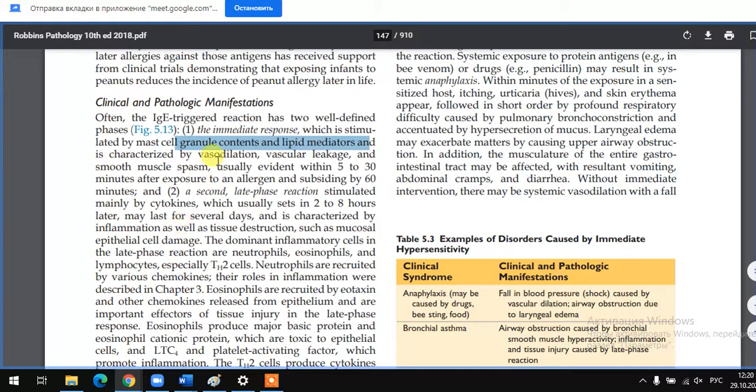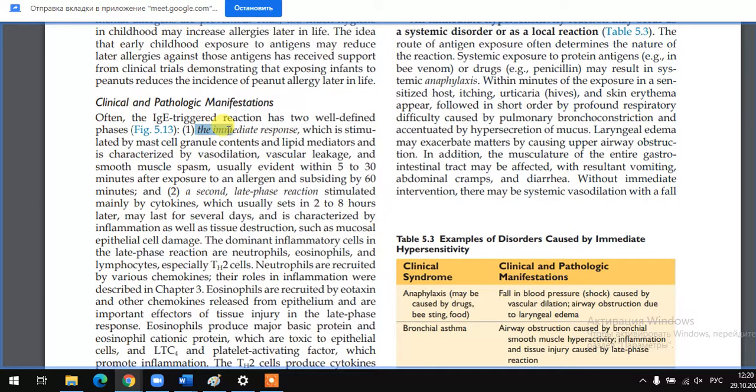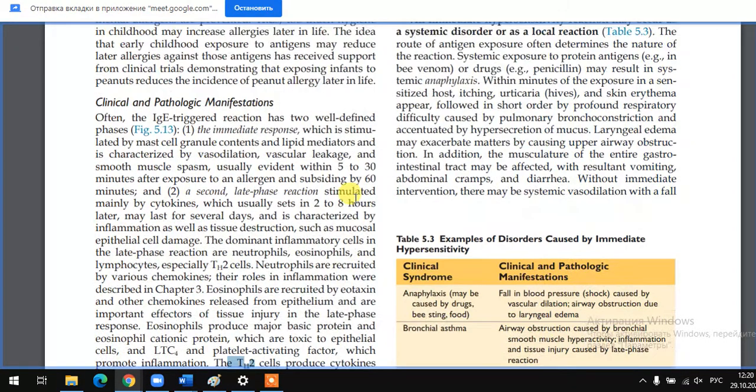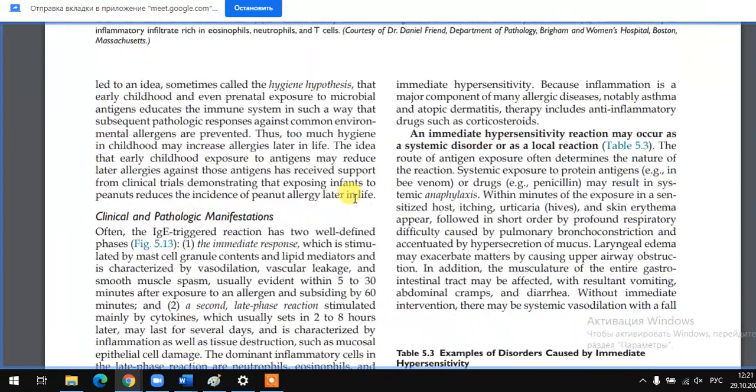So the main idea you understand. First of all, we have the immediate response, by release of histamine. But second, the late phase response, when histamine has already done its function, and cytokines are also released, and they promote a reaction which is very similar to inflammation. You don't need to remember all this LTC, TH2. Just remember that eosinophils are activated here.